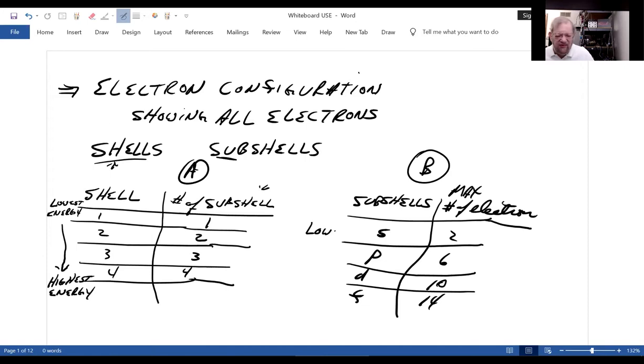S is the lowest energy level of the subshells. And as you move down the table, F is the highest. And why is this important? Because chemists found that Mother Nature, who's the greatest of all chemists, always fills the lowest energy shell and subshells with electrons before you go to the next lowest energy.